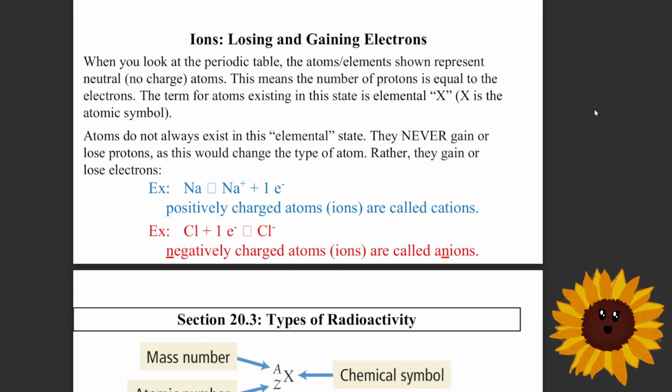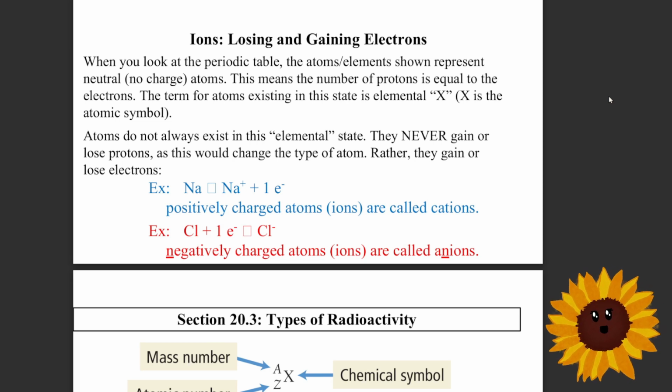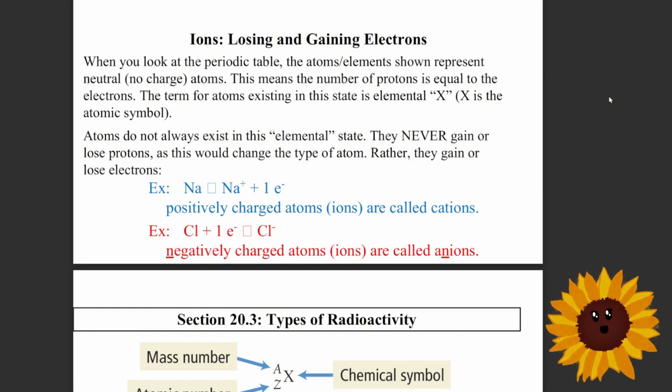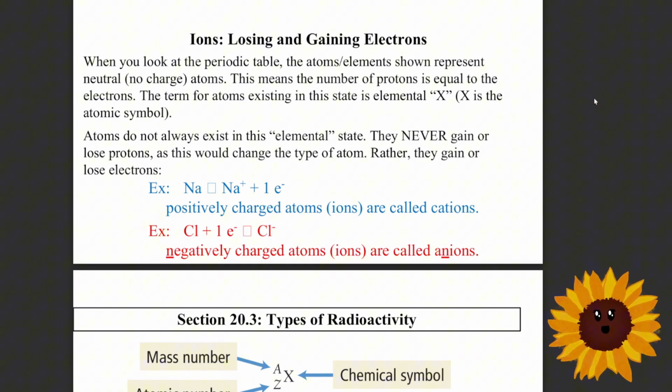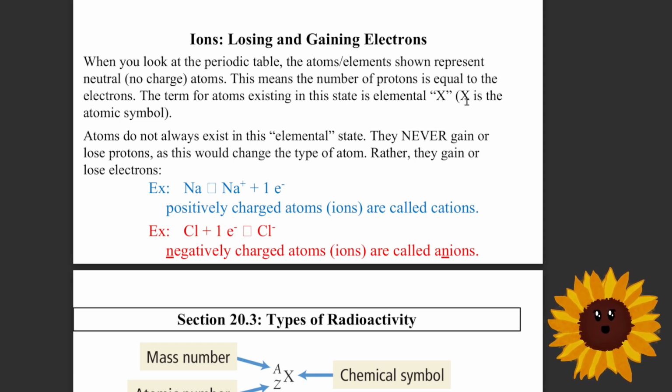So now we look at ions, losing and gaining electrons. When you look at the periodic table, the atoms or elements shown represent neutral, no-charge atoms. This means the number of protons is equal to the number of electrons. The term for atoms existing in this state is elemental X. X is the atomic symbol.